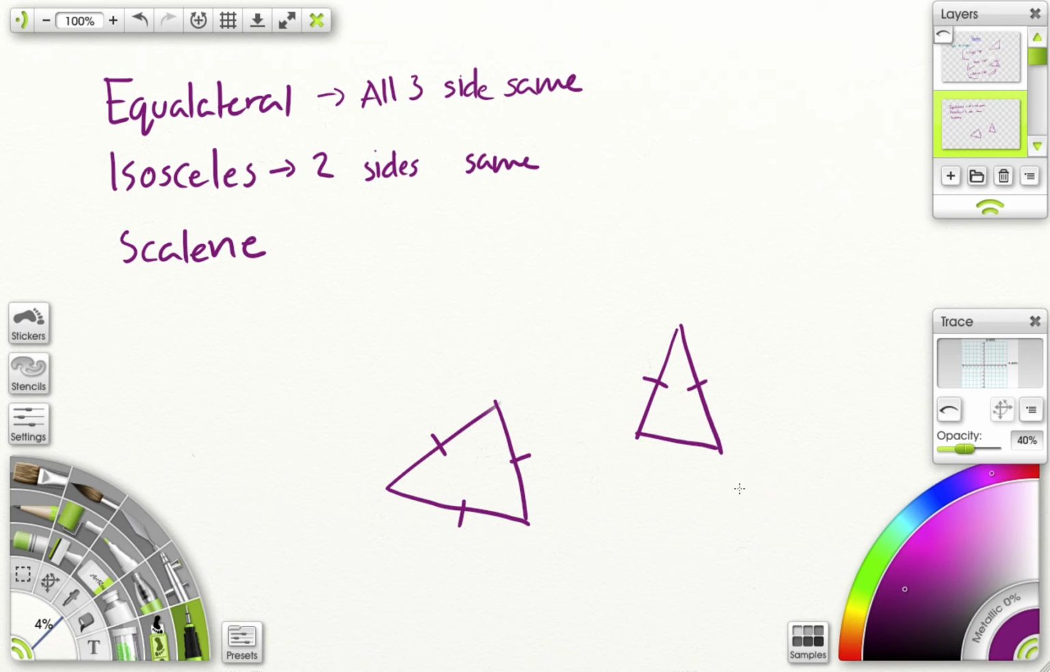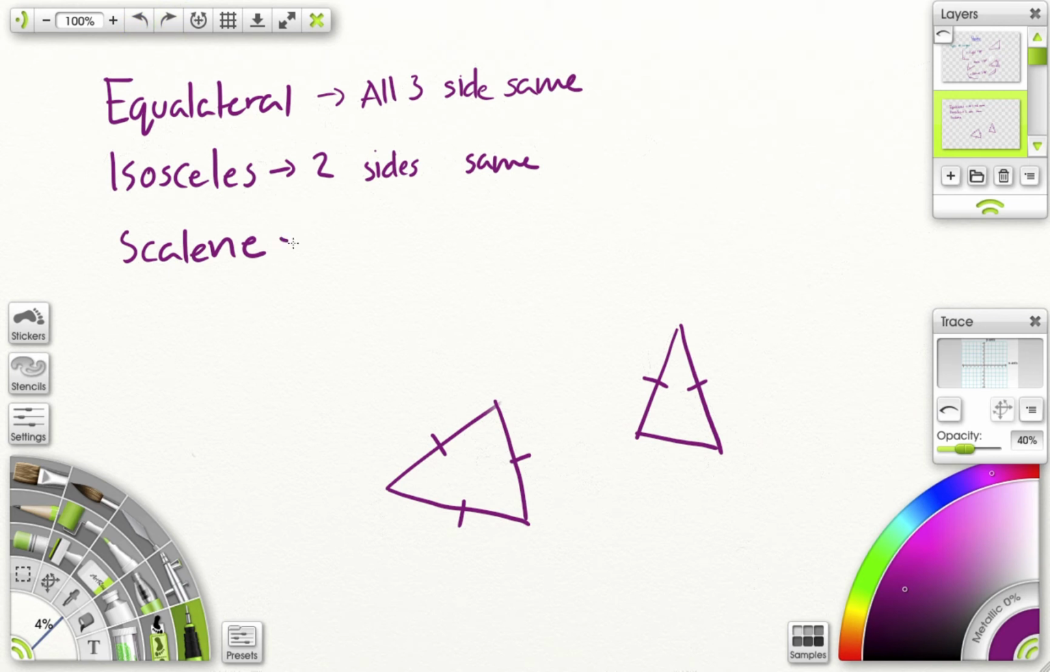The only difference is at the bottom here, there either will be no tick, or sometimes you see this, but not very often, there'll be two ticks. Those two ticks just show you that it's a different length than the other sides of the triangle. But you don't usually see it. You usually see nothing there.